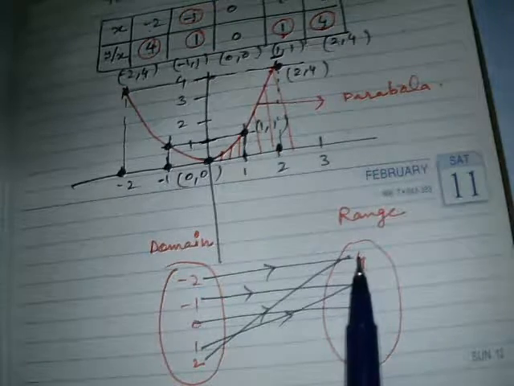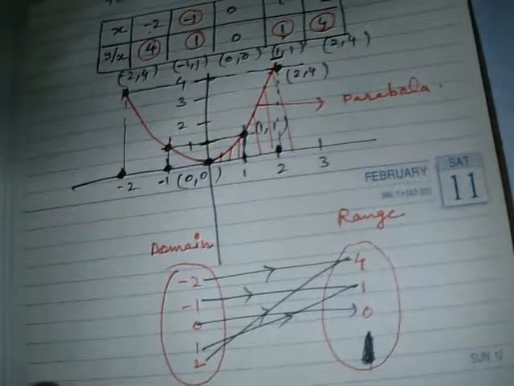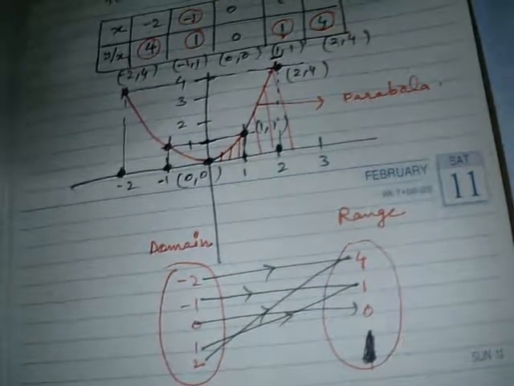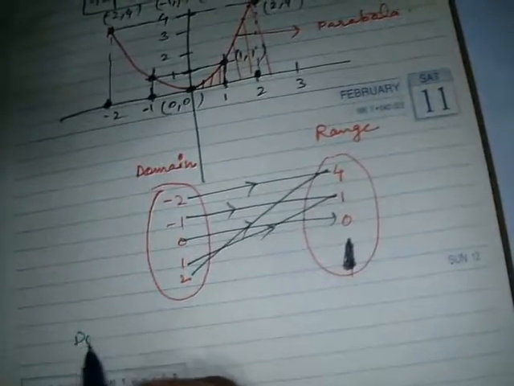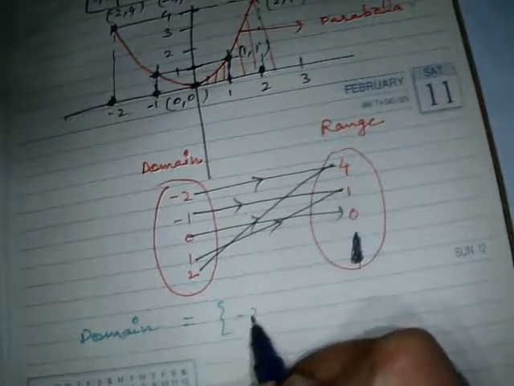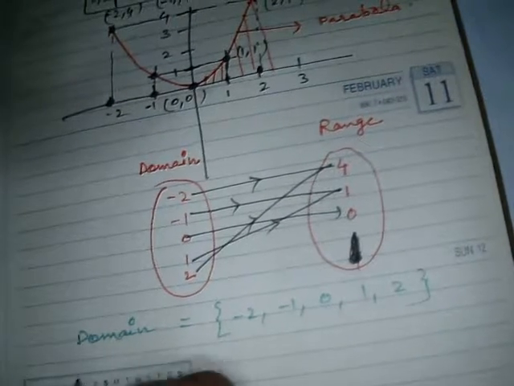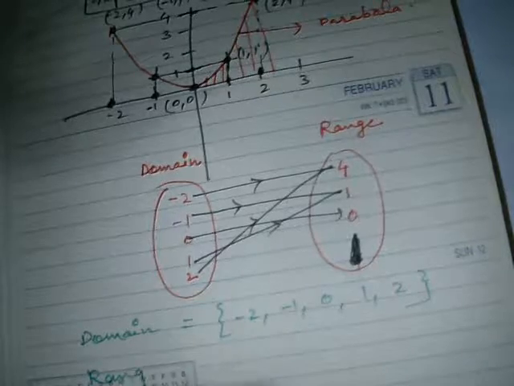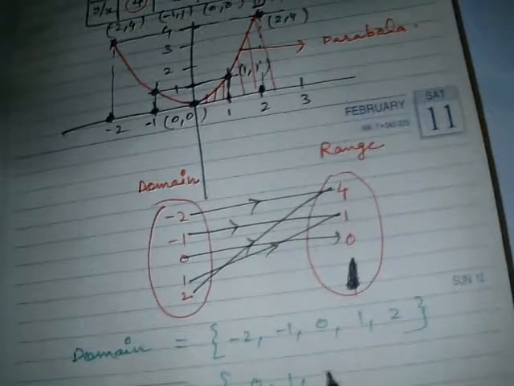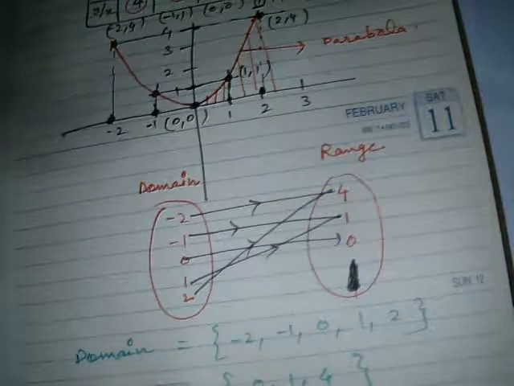If I say for that domain, what is the domain? Domain for this function is going to be negative 2, negative 1, 0, 1 and 2, and the range is going to be 0, 1 and 4. This function is lying over here, range maximum value is 4 and the minimum value is 0, and domain minimum value is negative 2 and the maximum value we have taken is 2.